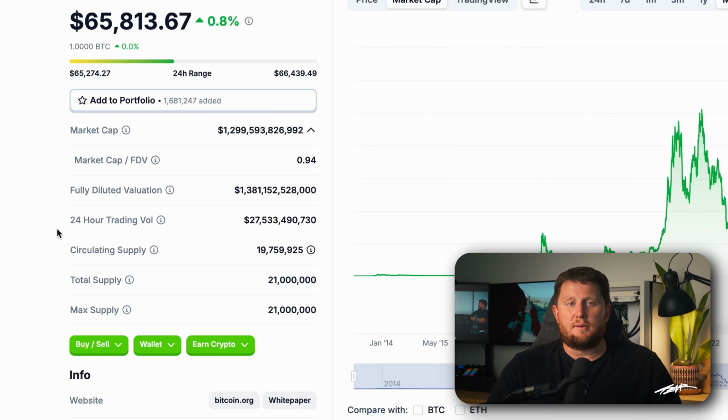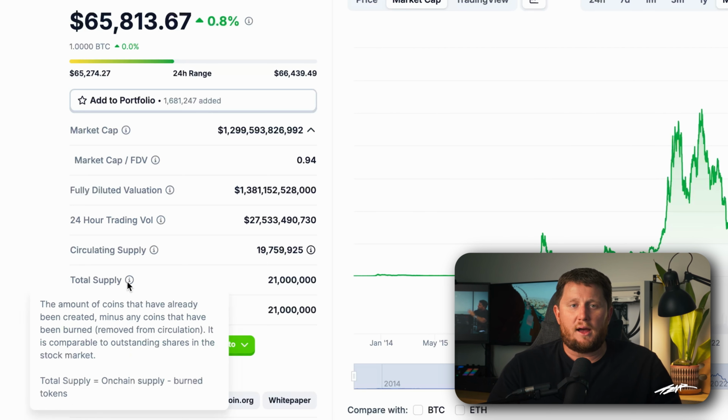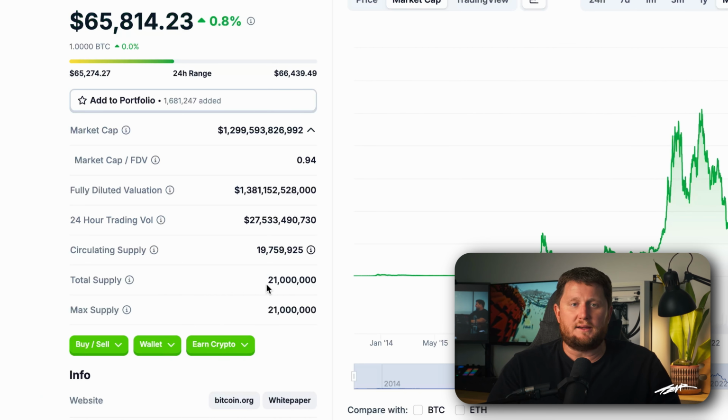These next few numbers are important, so I want you to understand. I'm going to slow down a little bit. The total supply is the total number of coins in supply that have been created less the amount burnt. Burnt means being sent to a dead address or somehow taken out of the market. For Bitcoin, there will only ever be 21 million Bitcoin.